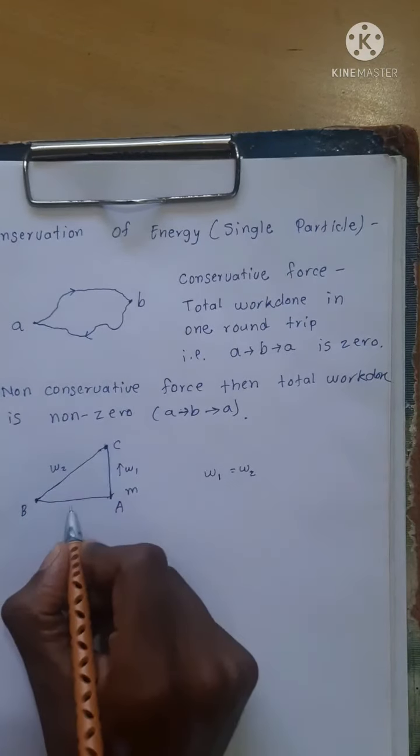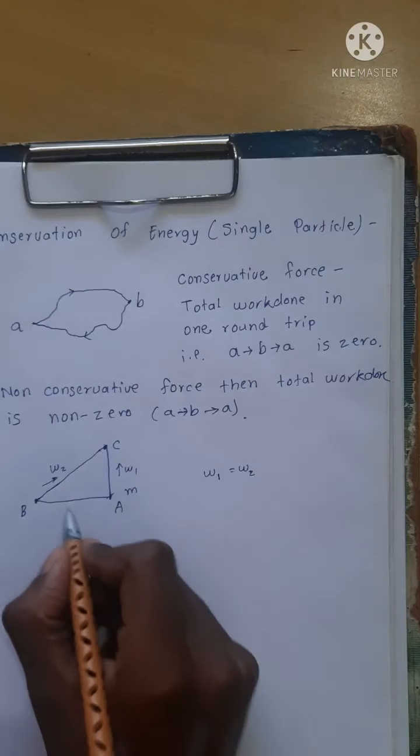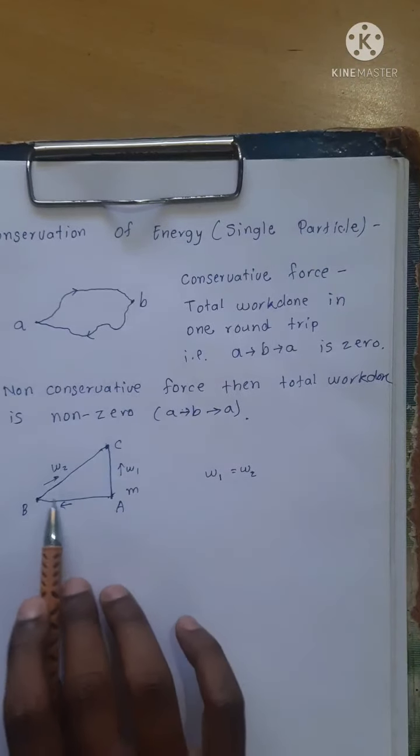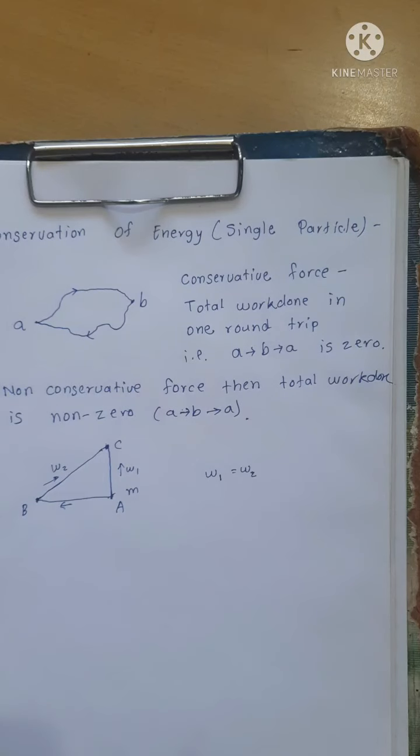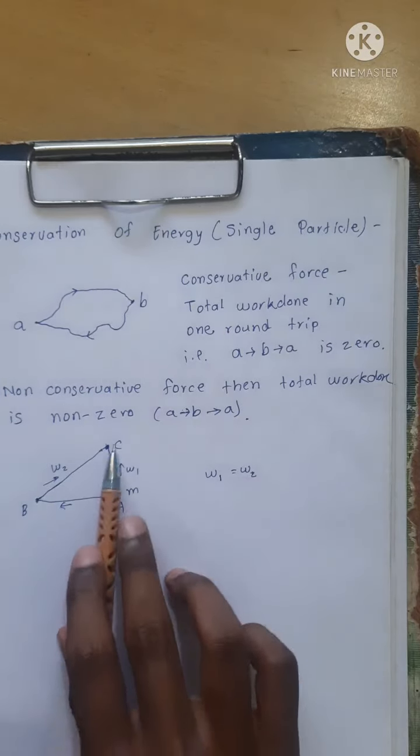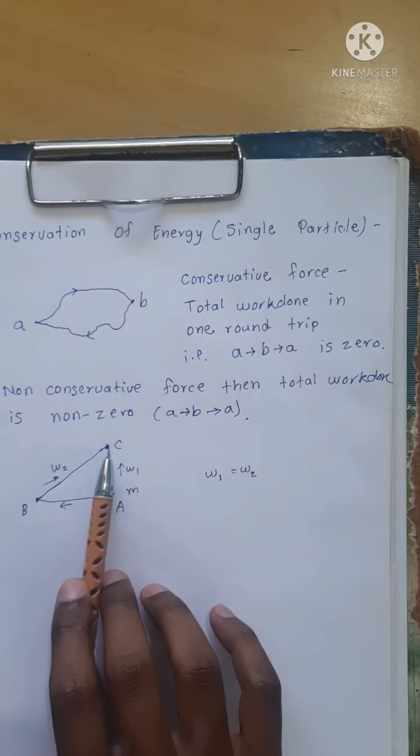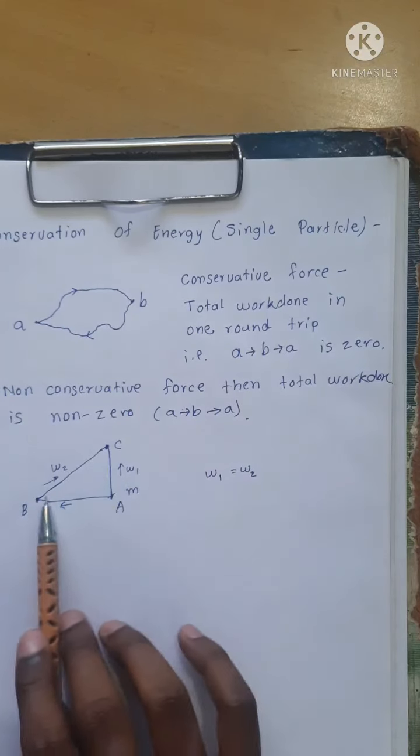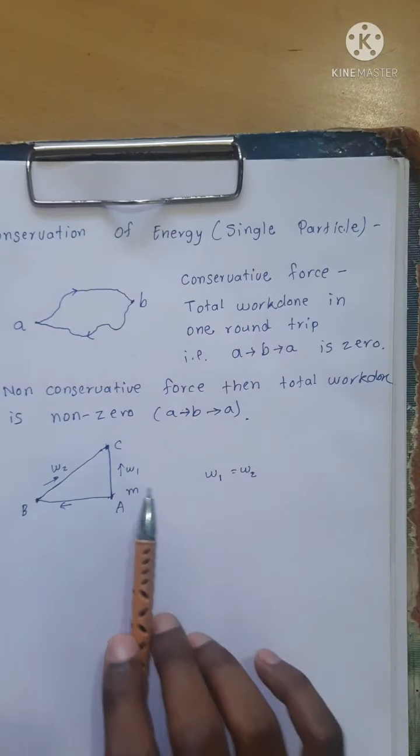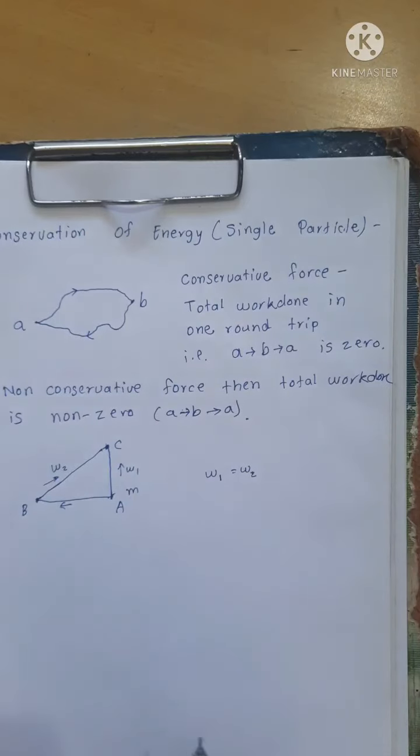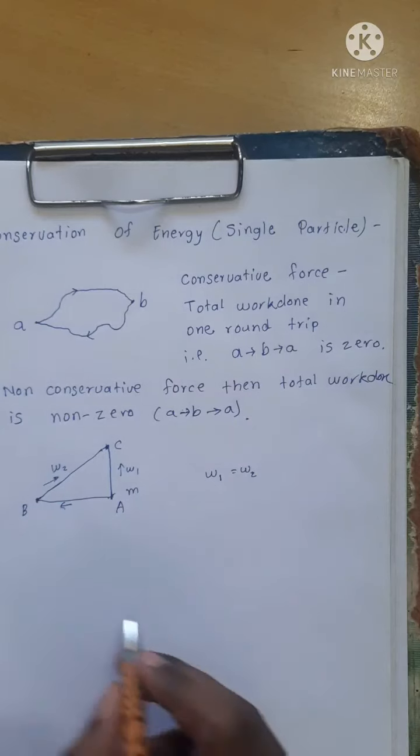This is omega 1 and the second path from A to B, B to C, the work done is the same. It's the same, and it only depends upon the initial and final positions. It does not depend upon the path followed. So we can say it is a conservative force. In this case, it is a gravitational force. Now, if it is a non-conservative force, then the path followed matters.